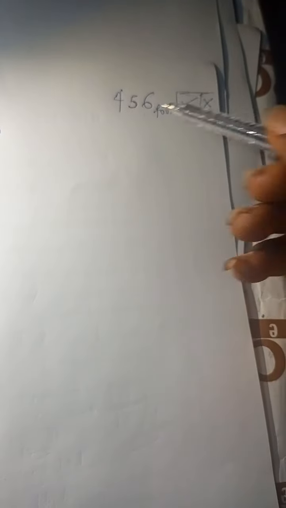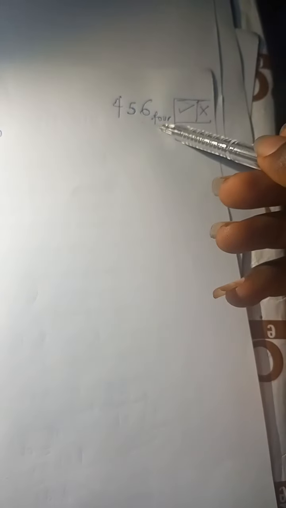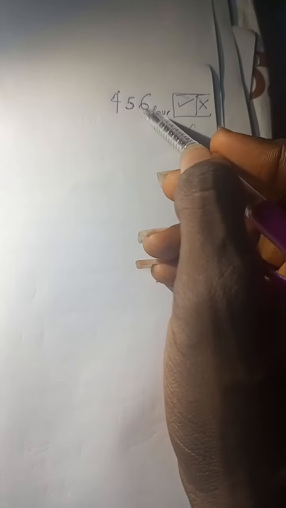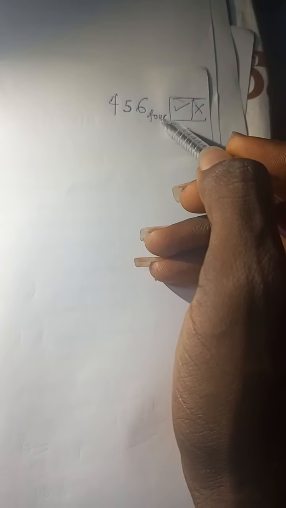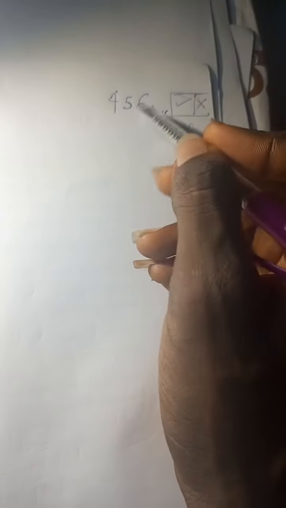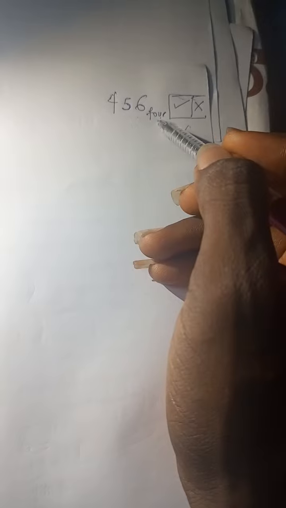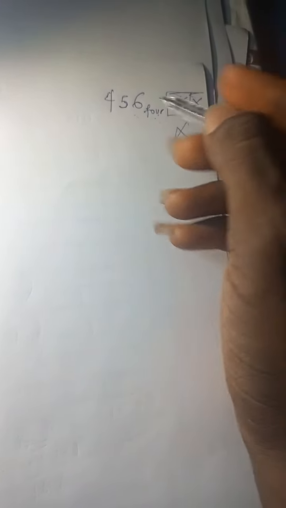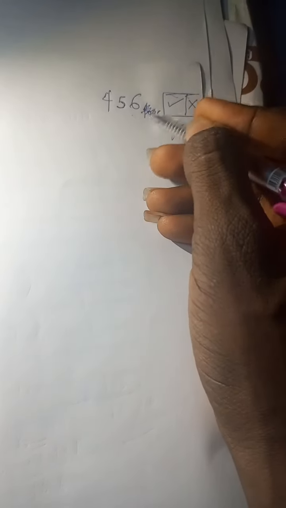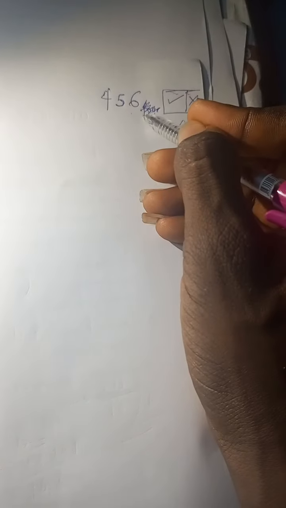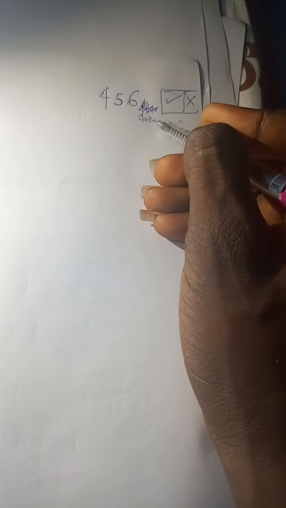So let me just give you the answer. 456 base 4 is totally wrong. Why? Because the digits you have here are actually greater than the base. So this number can never be in base 4. It is not possible. I can say, okay, this number in base 7 is correct. That is, all the digits that you have here must be less than the base. So that is the concept.